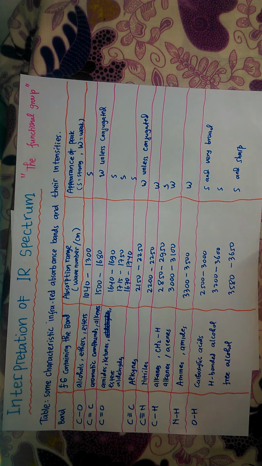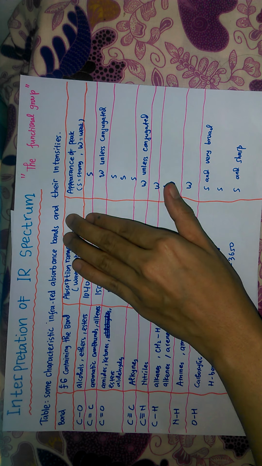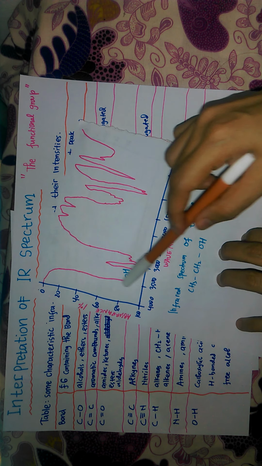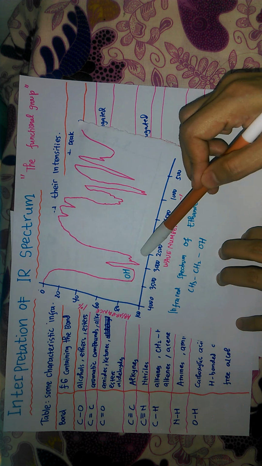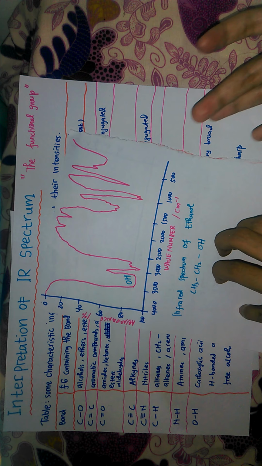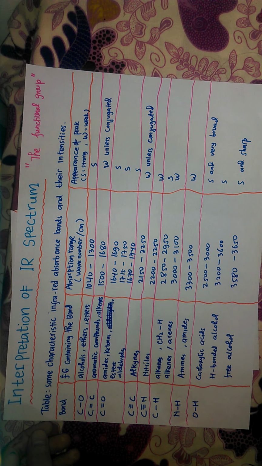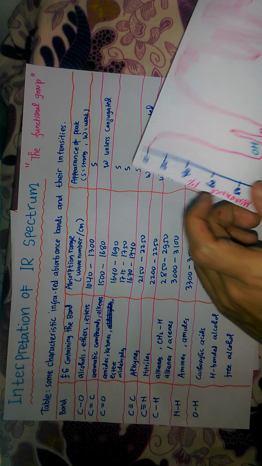So of course we need this table. This table is called some characteristic infrared absorbance bands and their intensities. So as you know here, which one is the bands? We call this the bands. We only analyze the bands that show in the spectrum. There is no need to memorize this table because usually in your exam, the table will be given to you. You only need the skill of analyzing the spectrum and then matching it with the table. That's it.